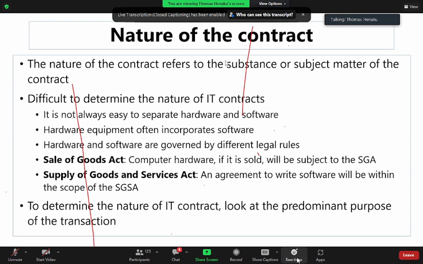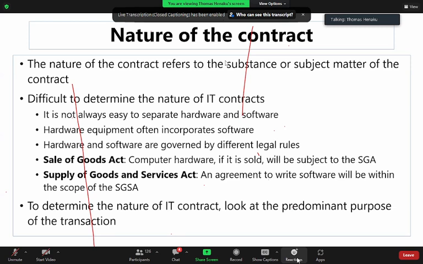So, as I'm trying to explain, computer hardware, if it is sold, would be subject to the Sale of Goods Act. But that computer is not just hardware. A sale of goods contract can happen for anything, like you buy a set of furniture, a fridge, a microwave. All those are subject to the sale of goods because they are particular hardware or physical items that you buy.